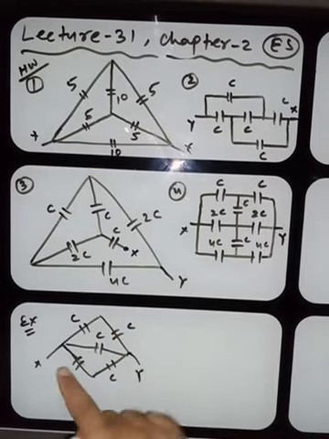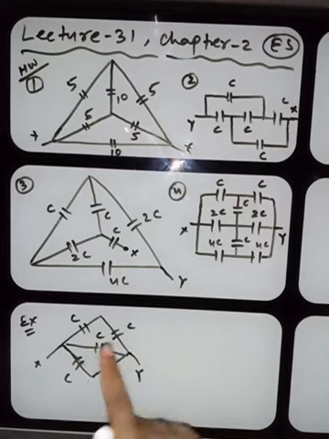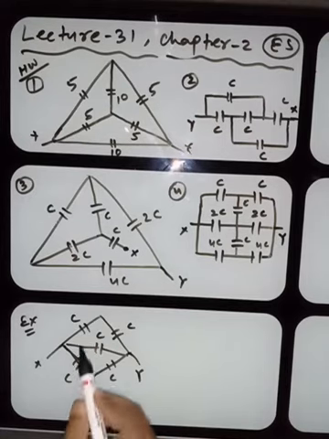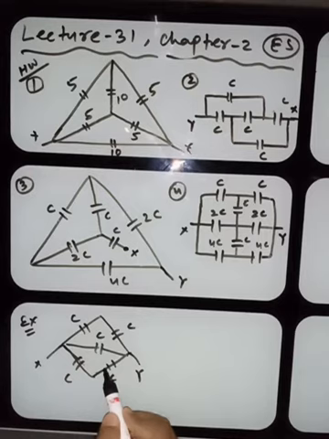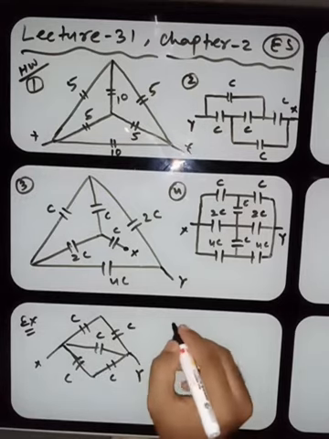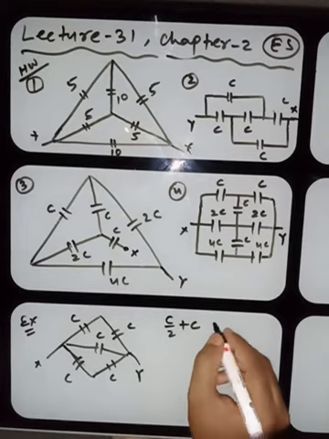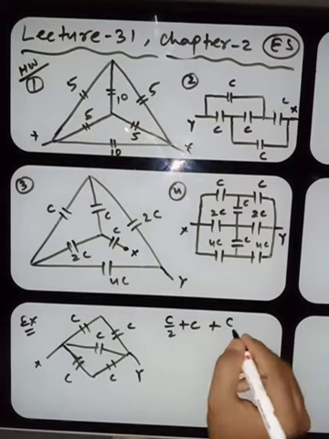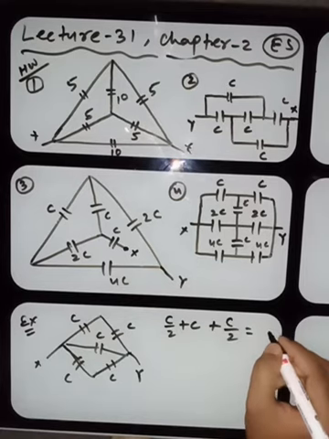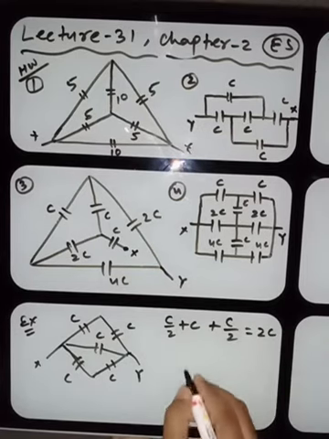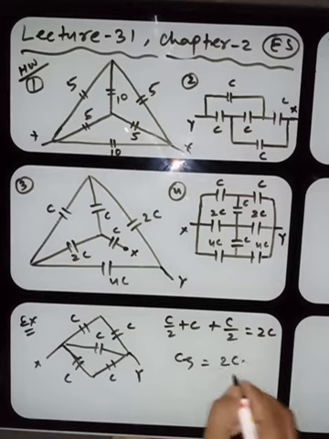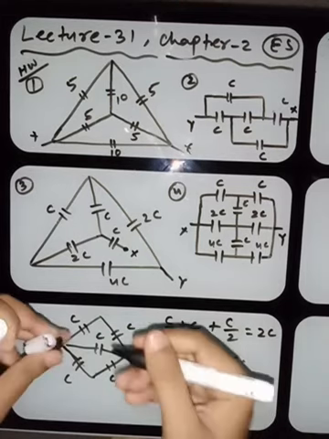My dear students, actually this is not the Wheatstone bridge. This is a very simple circuit. These two are in series, these two are in series, and then all the three are in parallel. So the answer will be, these two are in series, it means C by 2 plus C, this one, plus these two in series, C by 2. And this is the answer, that is 2C. C equivalent will be 2C. Okay, this will be the answer.